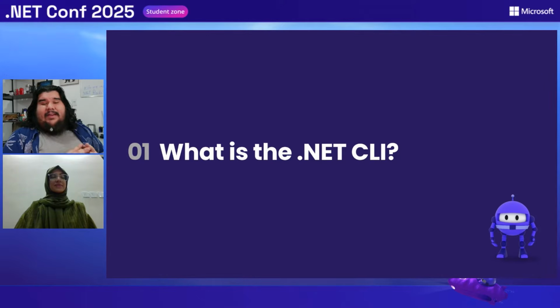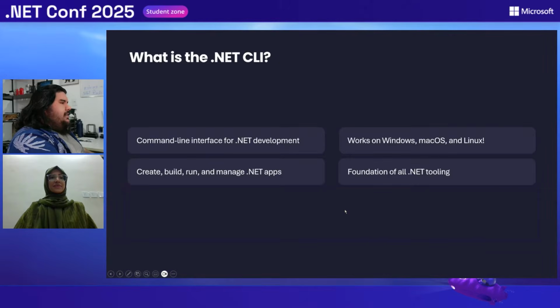Let's go with the CLI now. Let's see what we have here on this amazing .NET CLI. So, what is this .NET CLI that I'm talking about, right? CLI means command line interface. It's the way that you can interact with something through the command line itself. So, you're going to do this with .NET development, right?